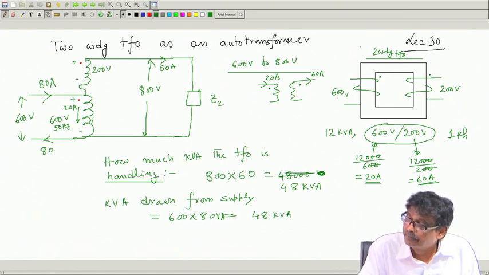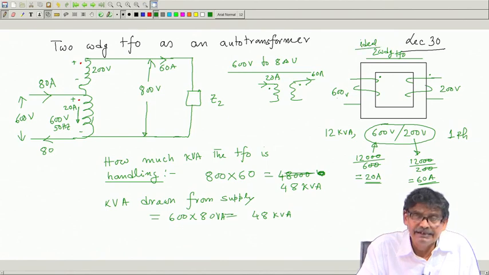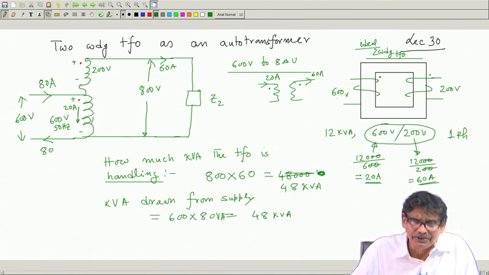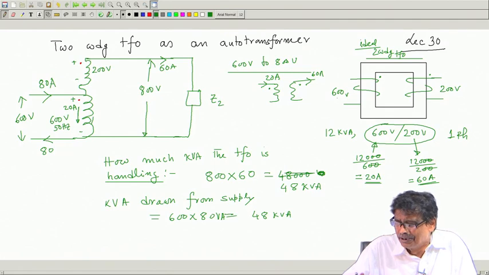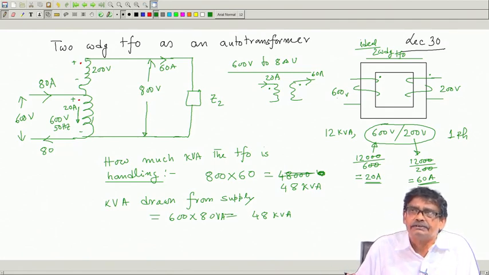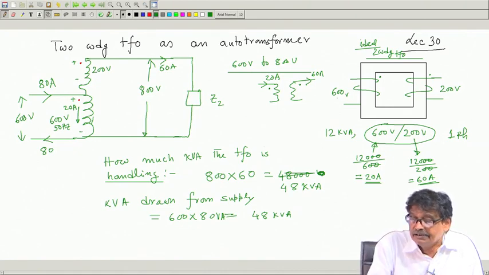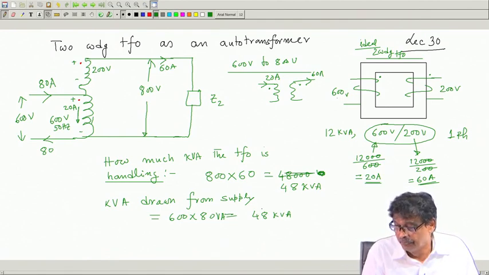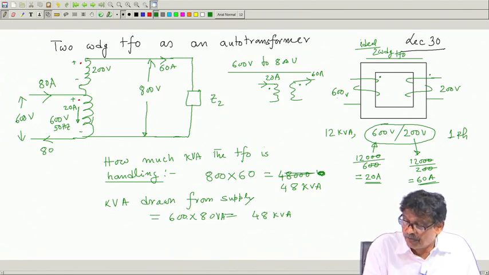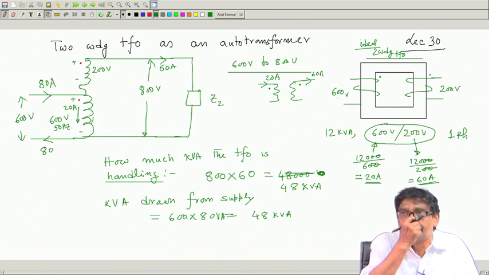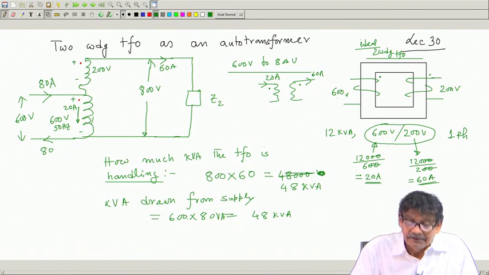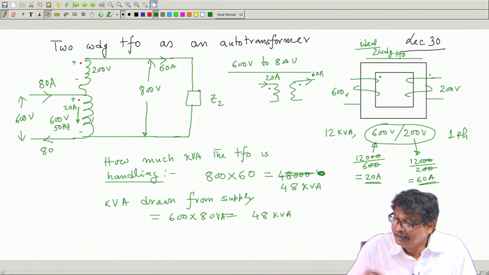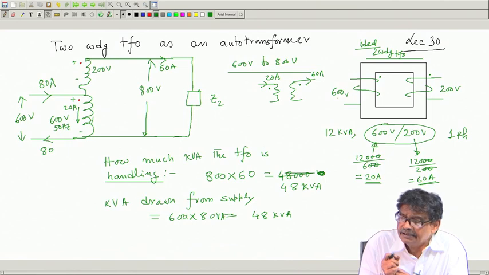Ideal 2 winding transformer. As I told you that better start with ideal transformer, things will be close to these numbers. So it is fine, it is delivering 48 kVA as I told you in the previous example, nothing doing, it must also absorb 48 kVA from the supply. But here lies some fallacy.